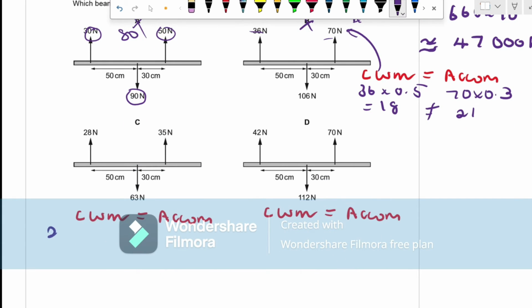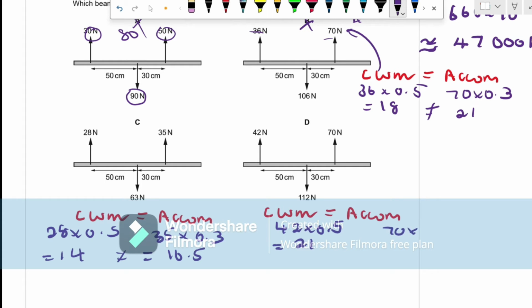I have 28 times 0.5. That's going to give me 14. I have 35 times 0.3. That's going to give me, what do I have? 10.5. Are these equal? They're not equal. That's wrong. I have 42 times 0.5. That's going to give me 21. I have 70 times 0.3. That's also going to give me 21.